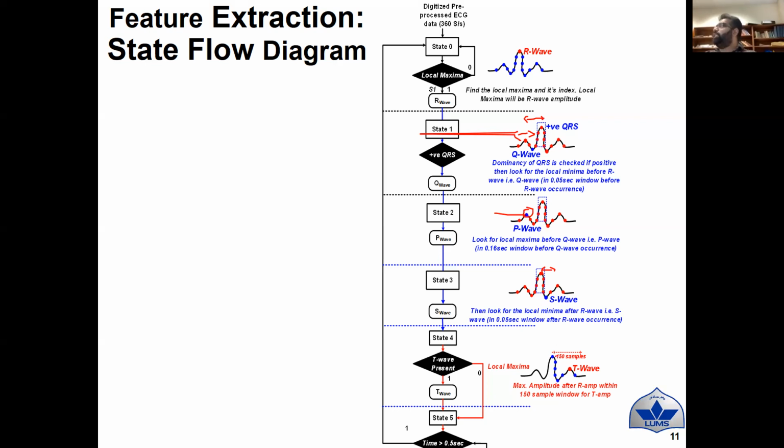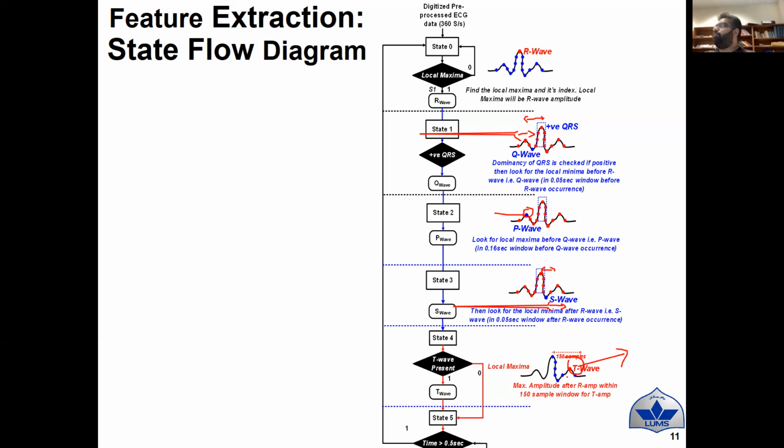Once I detect this S wave, then I'm going to find the T wave. So what is the T wave? After the occurrence of the S wave, in a certain window, I will look for a local maxima, and that local maxima will be linked to my T wave. That's somehow equivalent to 0.4 second or 150 samples. So in a 150 samples window, I can find my T wave. And once I detect the T wave, I have found the R wave, T wave, P wave, S wave, and Q wave, their amplitudes and their indices. And that's the feature which we need for our implementation.